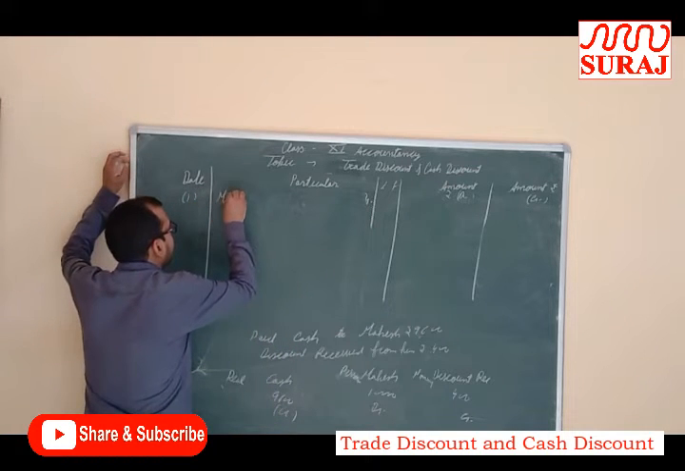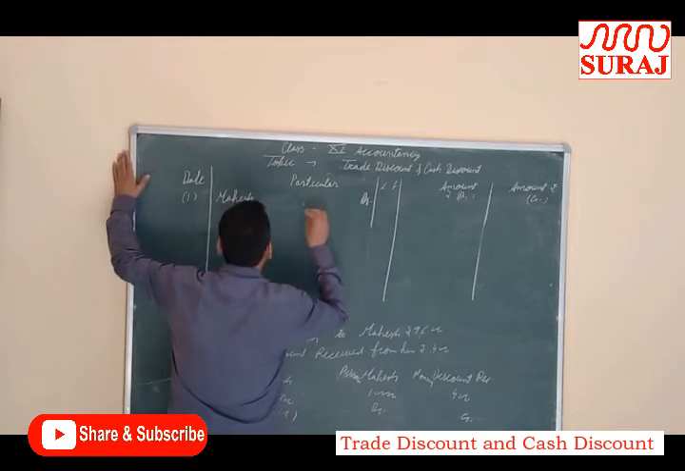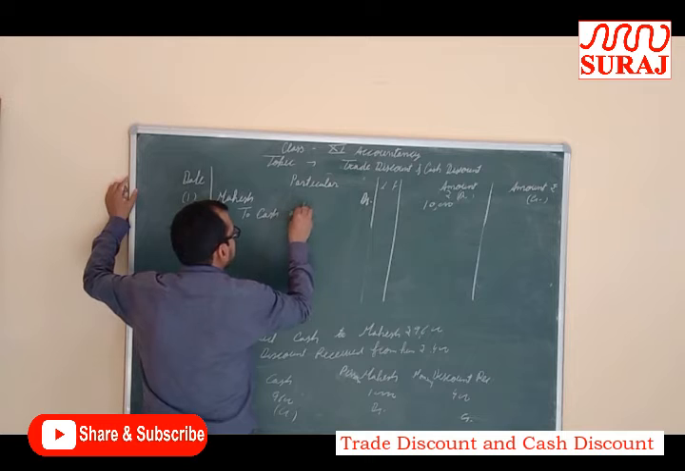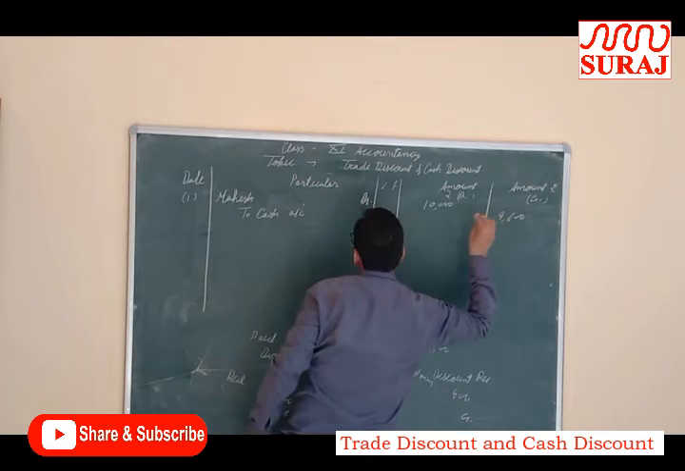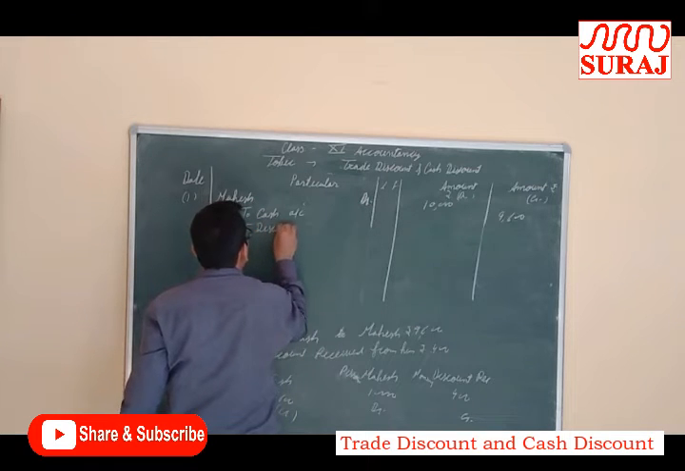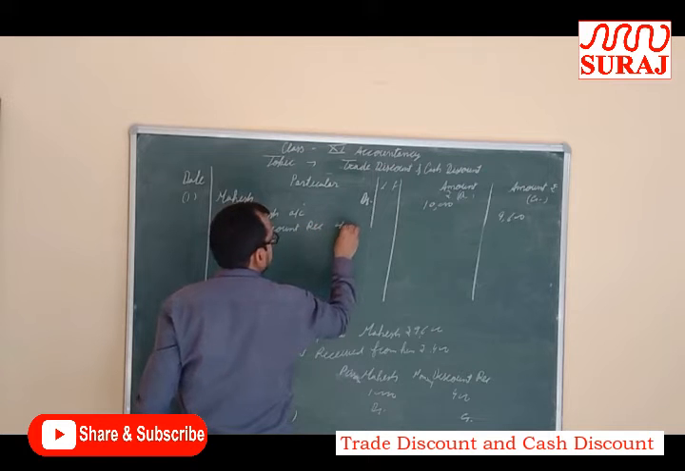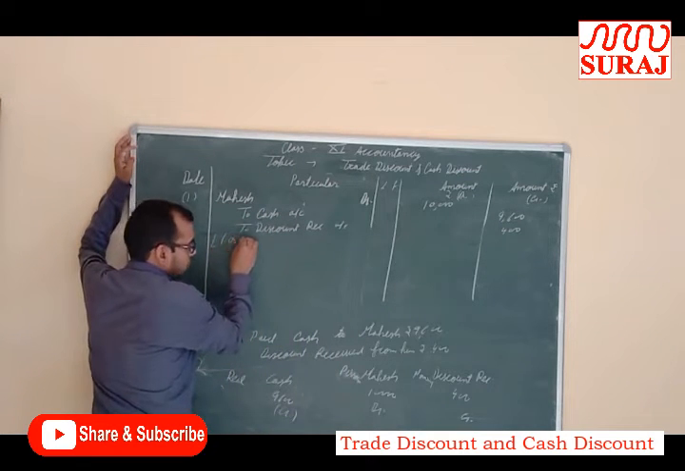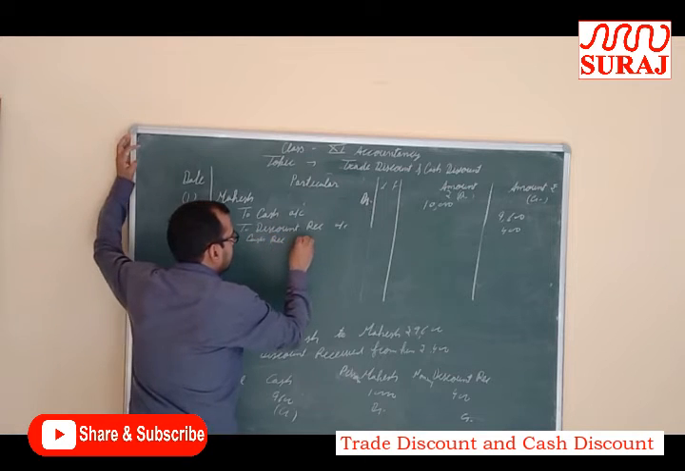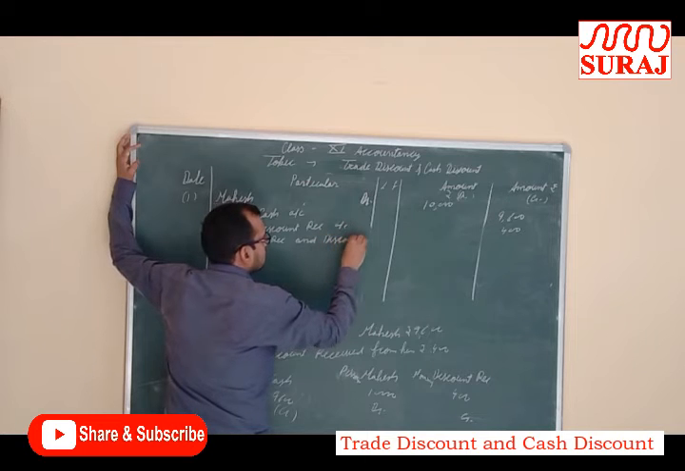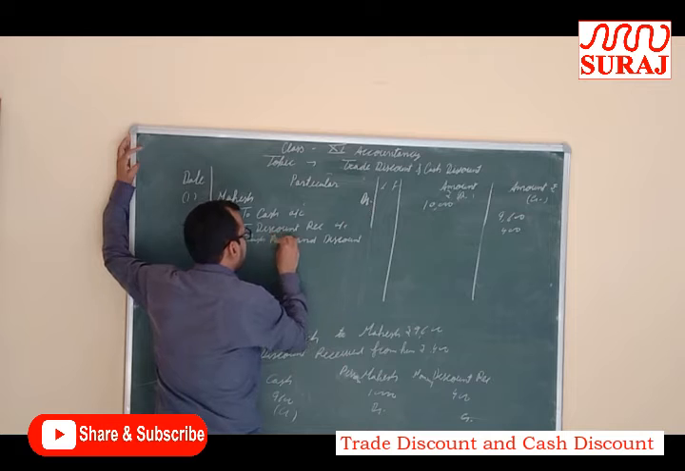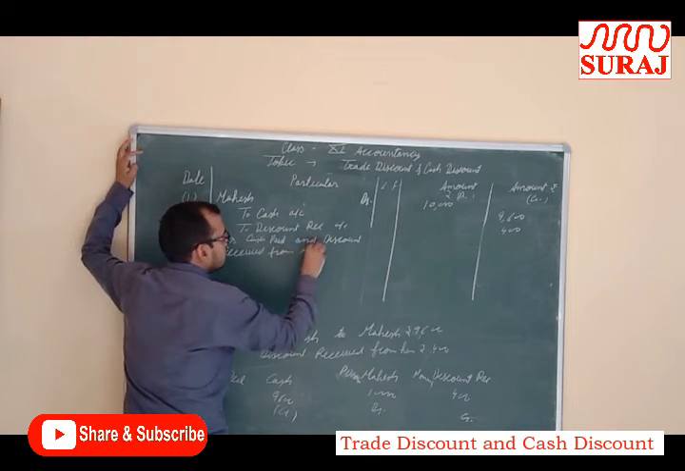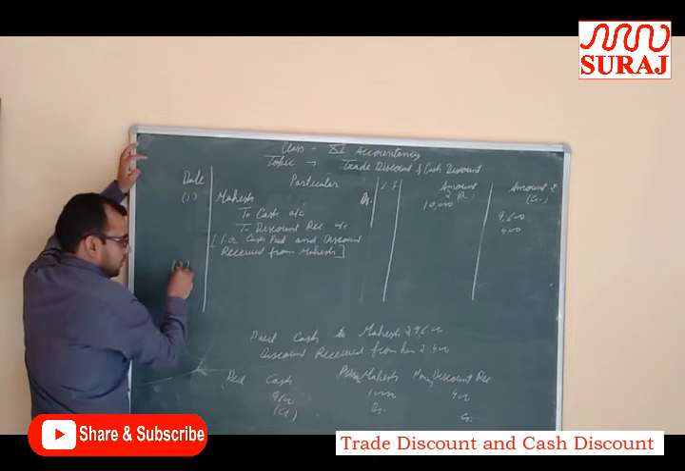Your entry will be Mahesh debit 10,000 to Cash account 9,600 to Discount received account 400. Narration: cash paid and discount received from Mahesh.